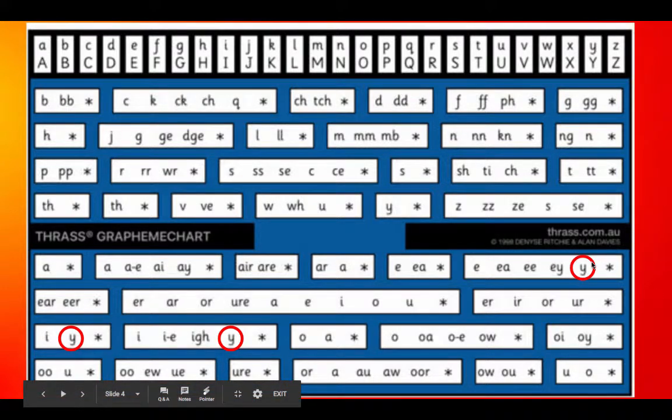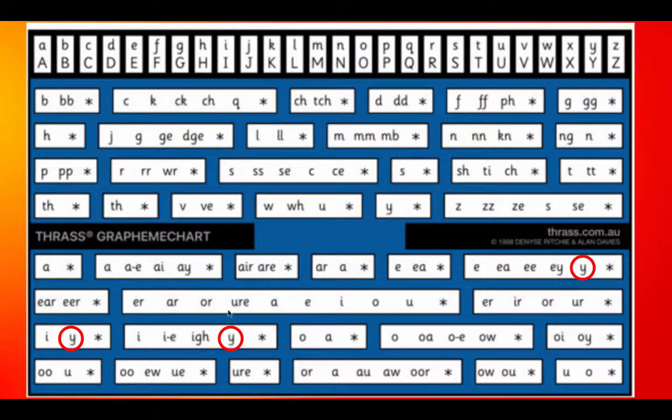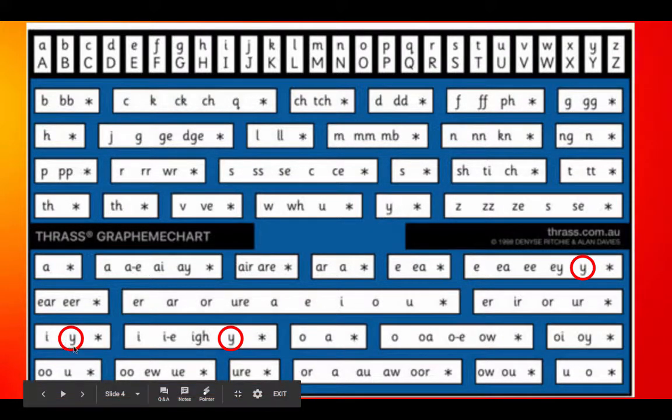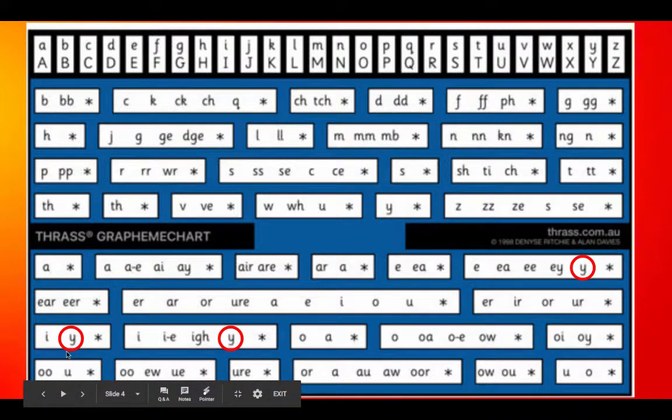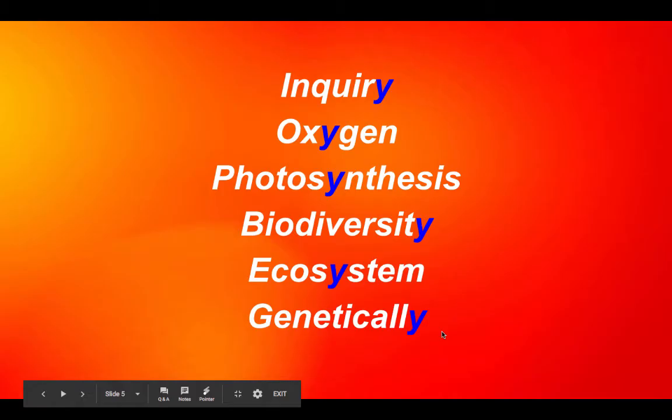It pops up once here in the E box, pops up here in the I box, and it pops up here in the I box. So we can actually see that the letter Y can make a vowel sound in 3 different ways. E, I, and I. Now let's take a look back at our list here.